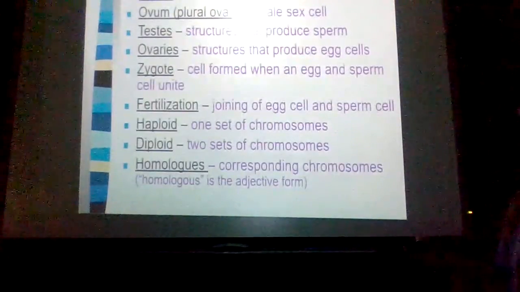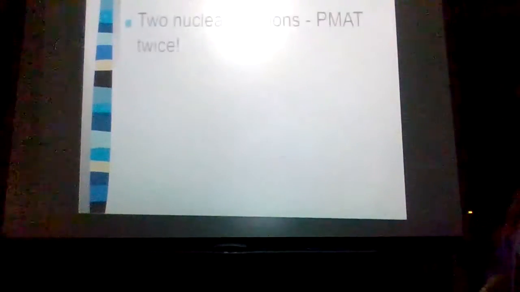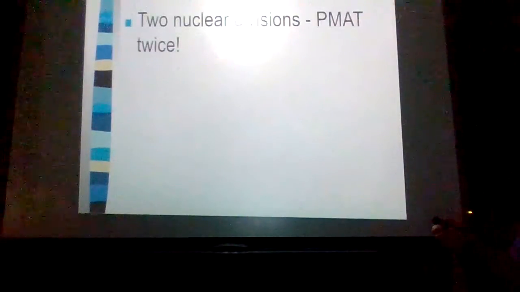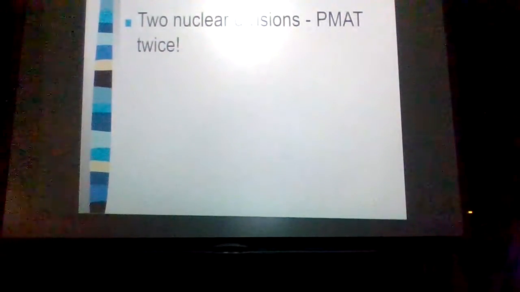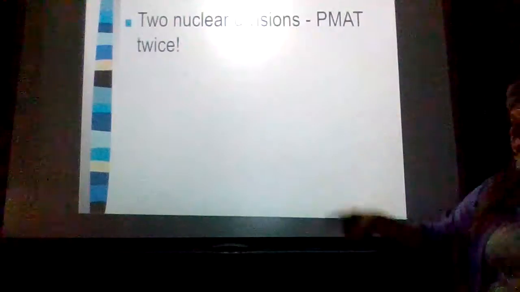Okay, so enough of review. So meiosis in summary is, we have 2 nuclear divisions, so the nucleus is going to divide 2 times. And so we go through PMAT twice.